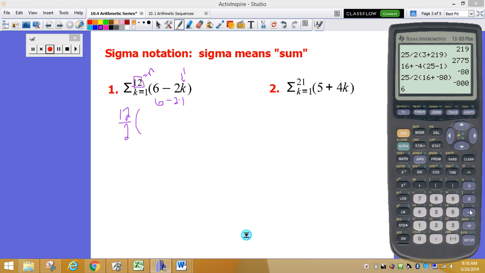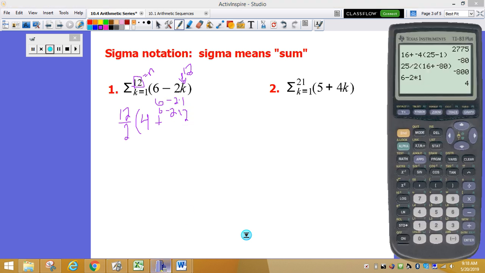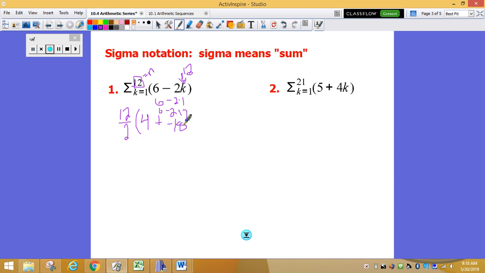6 minus 2 times 1 is 4. So my first term is a 4, plus my nth term. Well, n is 12, so I want to find the 12th term. So this time I'm going to plug in a 12 for k. So 6 minus 2 times 12 is negative 18. So my 12th term is negative 18.